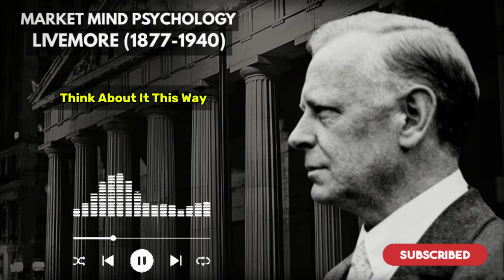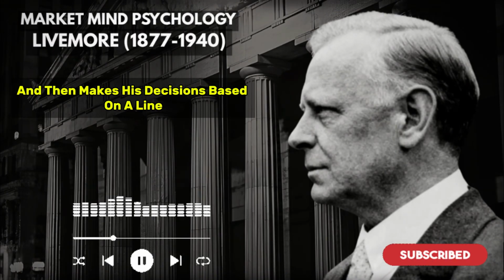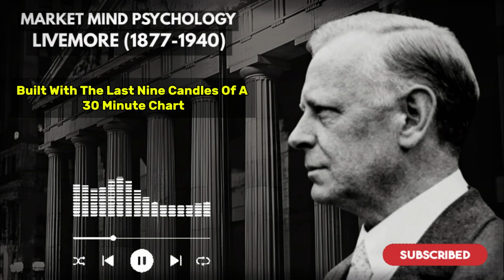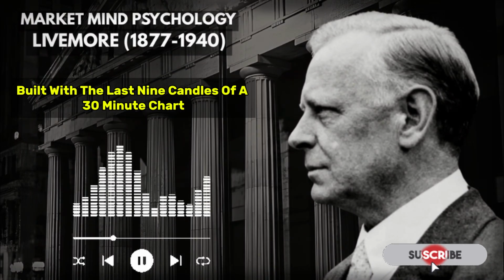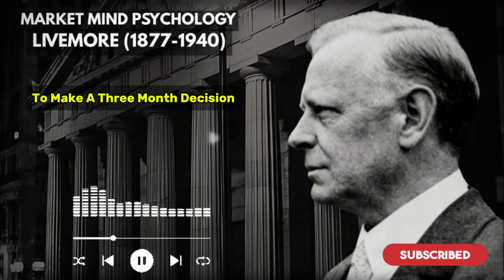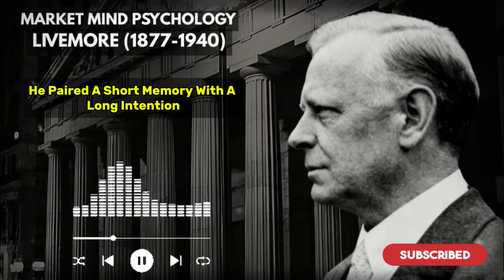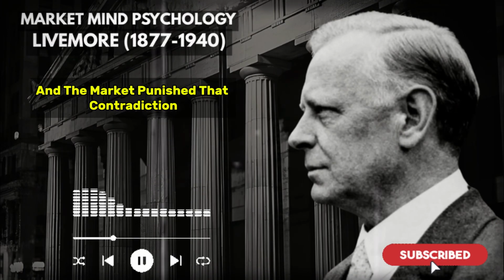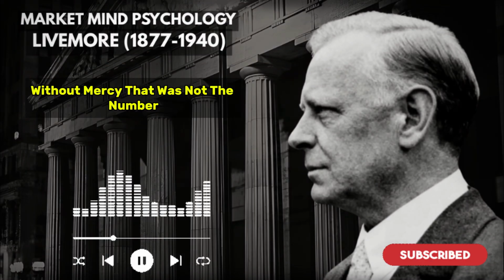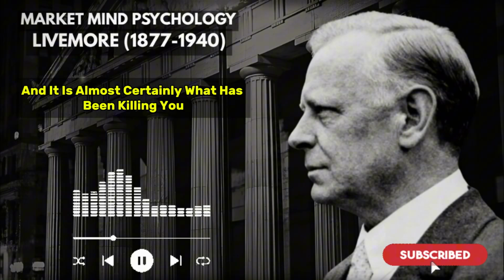Think about it this way. A man who buys to hold a position for 3 months and then makes his decisions based on a line built with the last 9 candles of a 30-minute chart is reading the mood of a single afternoon to make a 3-month decision. Of course, the line shakes him from side to side. He paired a short memory with a long intention, and the market punished that contradiction without mercy. That was not the number, that was what was silently killing the second trader, and it is almost certainly what has been killing you.